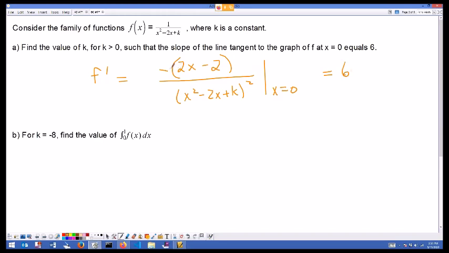So if x is 0, that gives us 0 minus 2 is negative 2. The opposite of negative 2 is 2. And then we've got 2 over k squared, because x squared minus 2x at 0 is just 0, equals 6. Or, cross multiply, you get k squared equals a third, or k equals root 1/3, or 1 over root 3, or root 3 over 3, or however you want to write it, doesn't matter. Any questions on part A there?